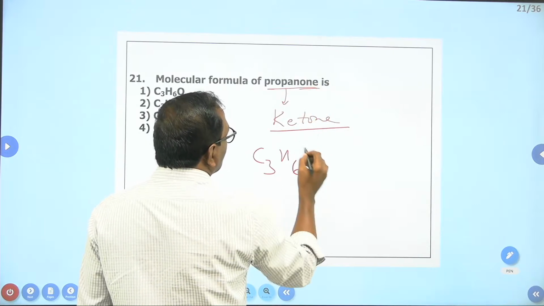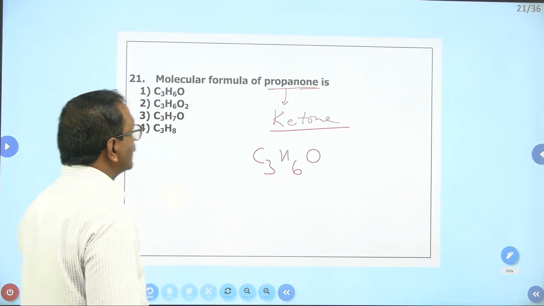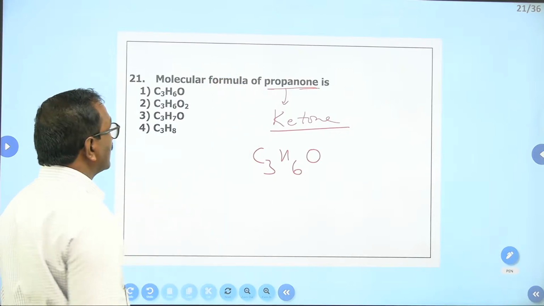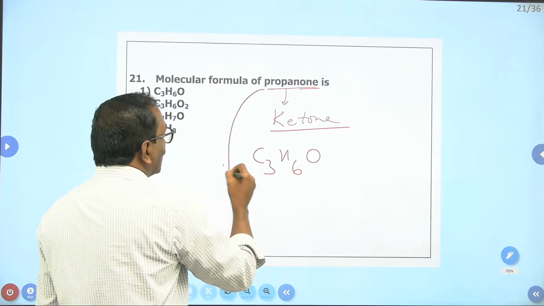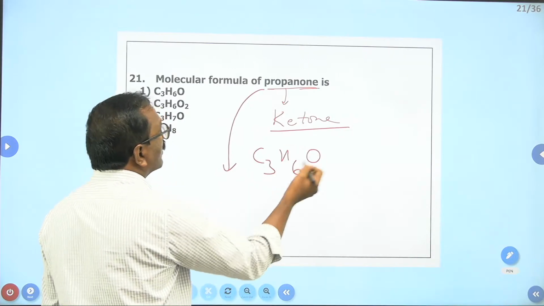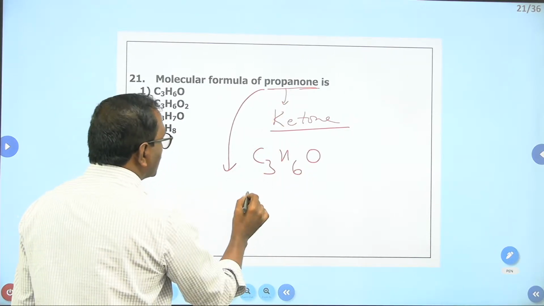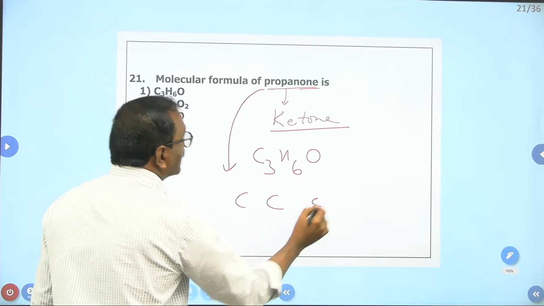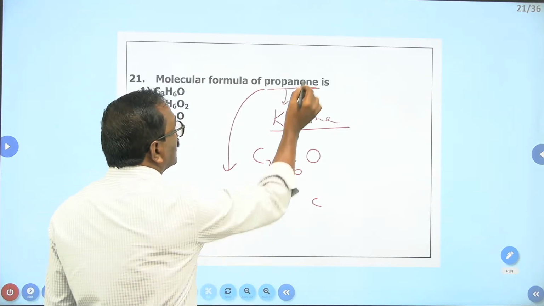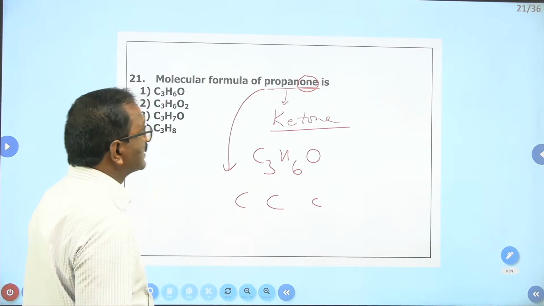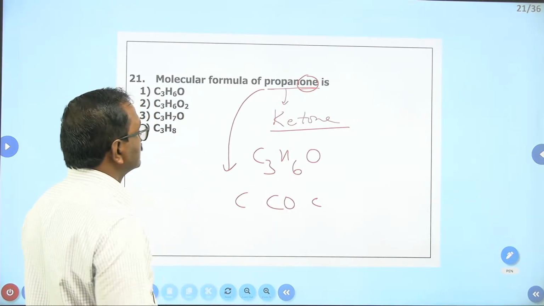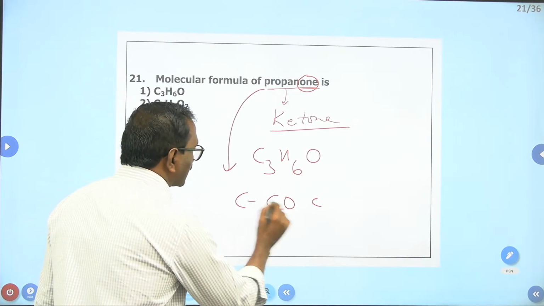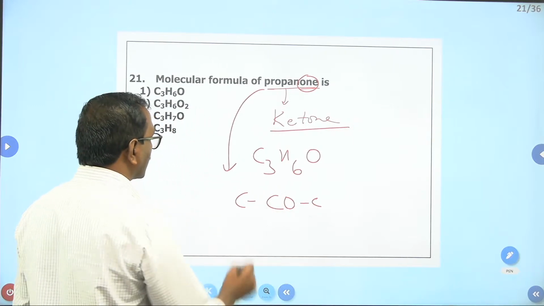One means it's a ketone group. This is nothing but O. Because they are asking about the molecular formula, C3H6O. Otherwise, how are we going to write the structural formula of C3H6O? Prop means how many carbons? 3 carbons. And one of the carbon atoms has a functional group, which is a non-terminal functional group, that is called CO. Then the remaining carbon atoms are linked with a single bond here.